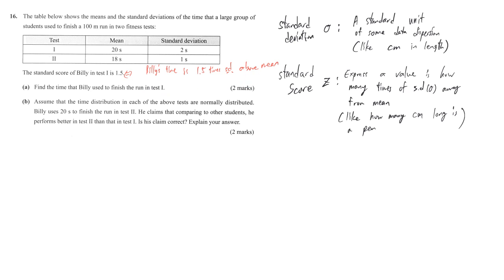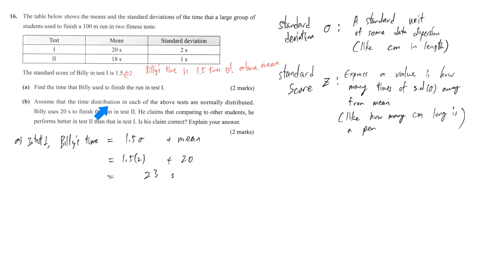Therefore, when we write it down in our paper, we will say that BD time is equal to 1.5 times of SD above mean. That's the meaning. And applying to this case, we know that the SD is 2, while the mean of test 1 is 20. So we can directly write down 1.5 times 2 and then plus 20. If you understand the meaning, that is so straightforward. The time is 23 seconds. And then we finished part A, got 2 marks already.